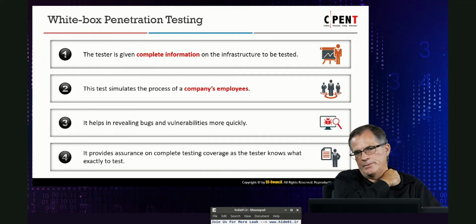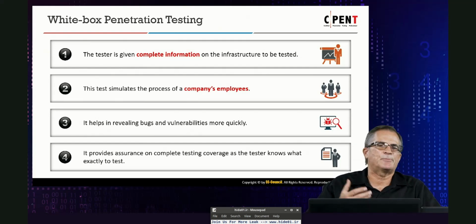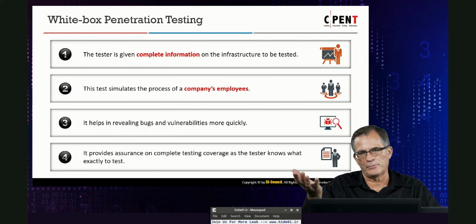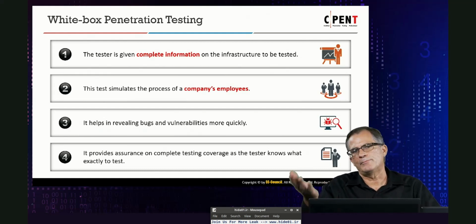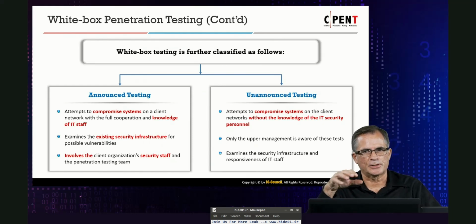White box is where you're given everything. Complete information of the infrastructure to be tested. This simulates the process of a company's employees, and tests everything across the board because we have the information. By giving the information, we can concentrate on looking for bugs and vulnerabilities more quickly. If we have to spend time scanning, as in a black box, finding all this information, that's time consuming. When we get a white box, we've already been given that information. So once we've done that, we can put more time into it. In effect, it gives you a better time and complete testing coverage. White box, as we said, is announced testing, attempting to compromise the system on the client network, stuff like that.